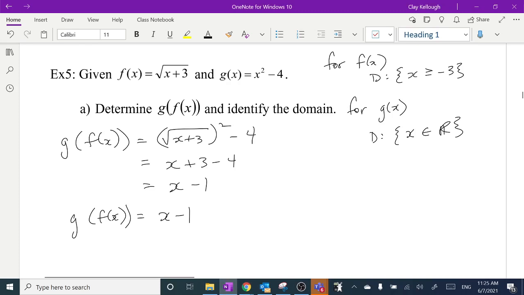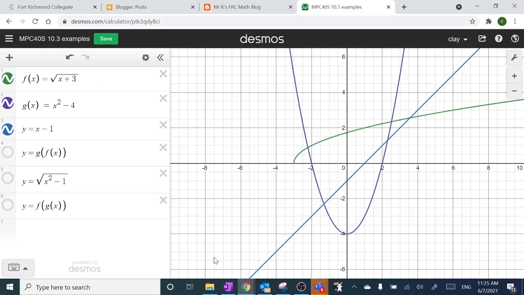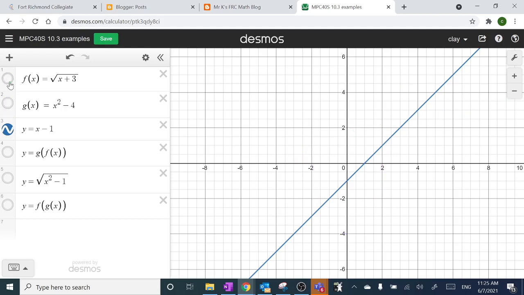It goes on forever. Doesn't y equals x minus 1 go forever? Desmos sure thinks it does. But notice if I ask Desmos to do what we did algebraically, and instead of just coming up with this equation, come up with it by plugging f of x into g of x, I'll get rid of the other two so you can see this clearly. And I'd click on that.